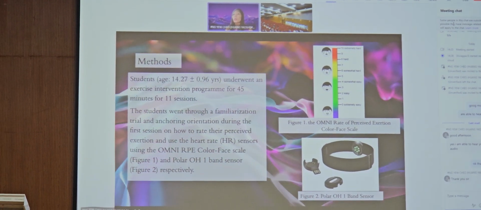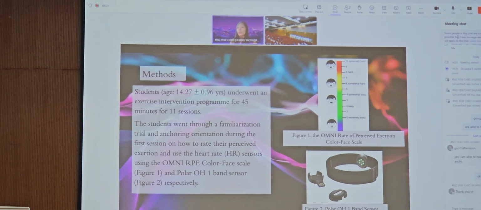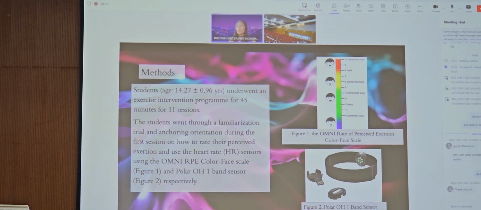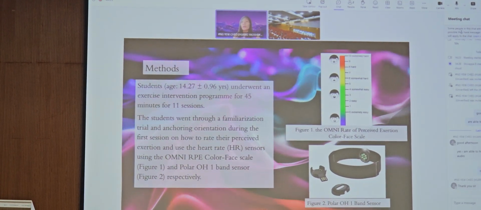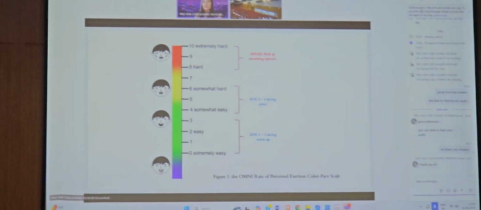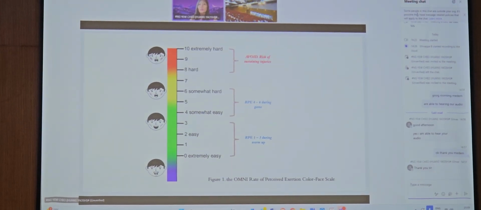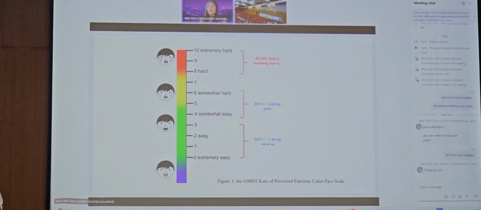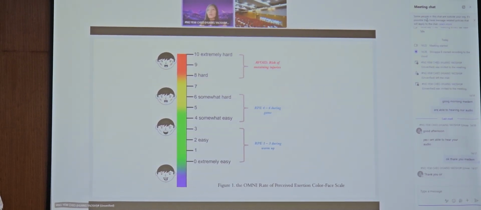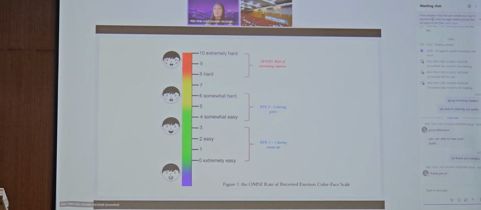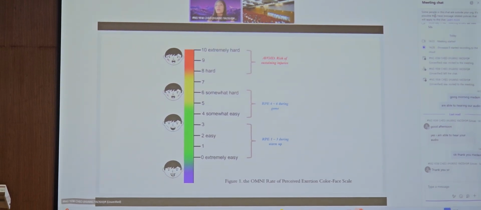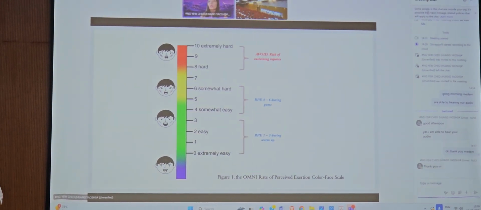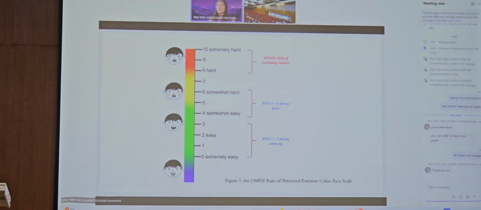Figure 1 shows the Omni RPE color face scale, and we used the Polar OH1 band sensor to measure their heart rate. This is a bigger version of the scale. You can see we told the students to keep their RPE between 1 to 3 during warm-up, and during the game time, to keep their RPE between 4 to 6. Of course, we don't want them to be at 8, 9, and 10. We want them to avoid this because there is a risk of sustaining injuries.